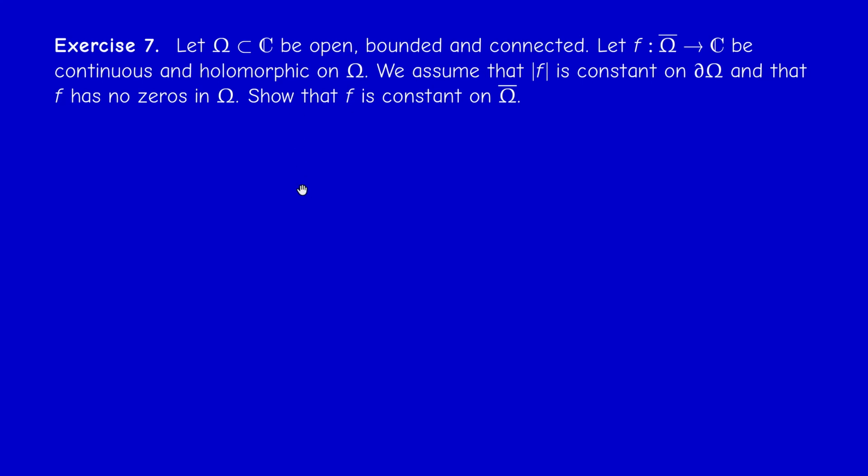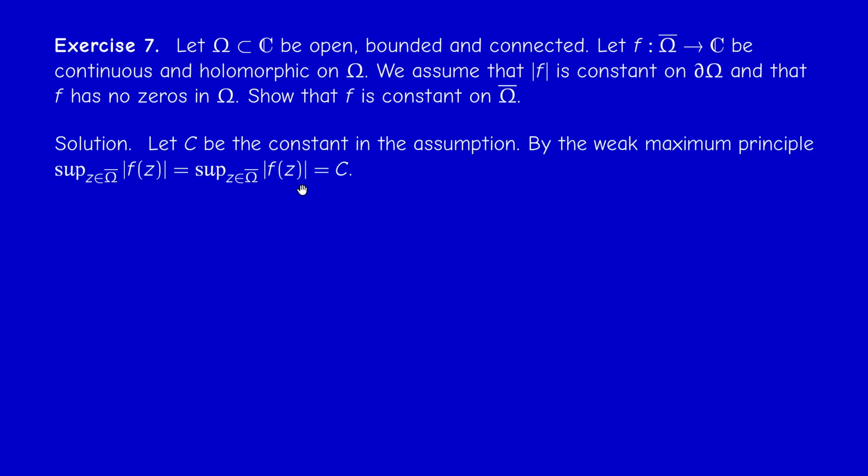Okay, if f has no zeros, then let us start by eliminating the trivial case. Okay, so modulus of f is constant on the boundary, right? So this is z on omega bar, this is z on the boundary. Okay, so it's c actually. So the maximum of modulus of f is c, because by the weak maximum principle, the maximum at the boundary is the maximum everywhere. Okay, so we have that modulus of f of z is less than or equal to c for all z in omega bar.